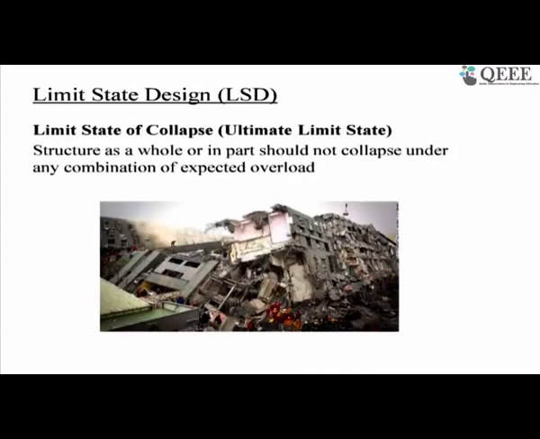Now let us see what limit states we have. Mainly we have two different limit states. One is called limit state of collapse. What it says is the structure as a whole or in part should not collapse. It should not fail during the expected life of the structure. The structure should be safe during its expected life. This is the first limit state.